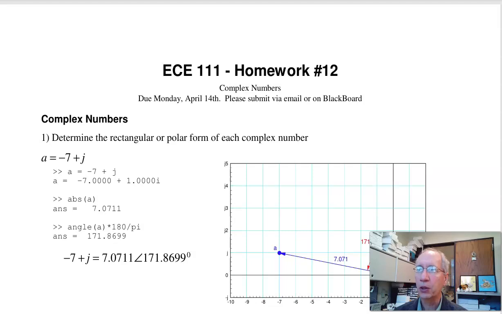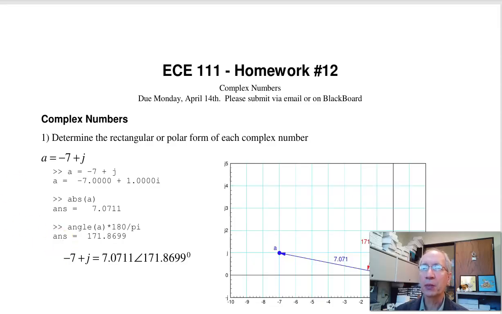Here are solutions to homework set number 12 for ECE 111. This homework set looks at using complex numbers. Now with numbers you've got real numbers and complex numbers. Real numbers work just fine when you're dealing with DC voltages, constant voltages. If a voltage is like 3 volts, I can describe that pretty well with just a real number, 3.